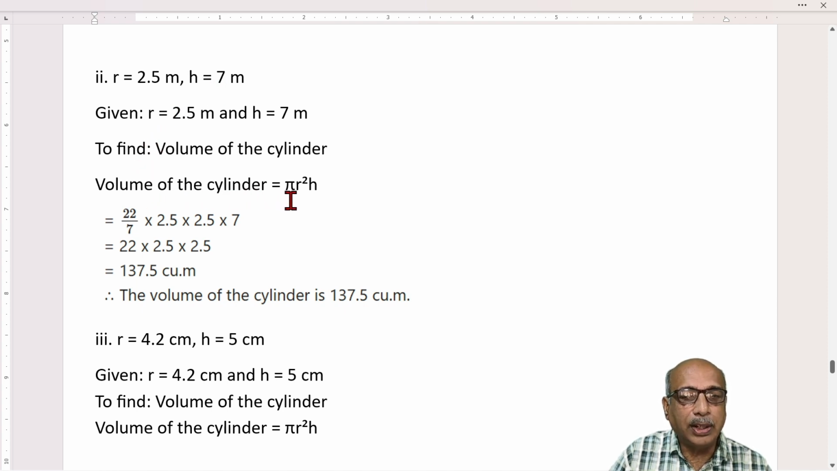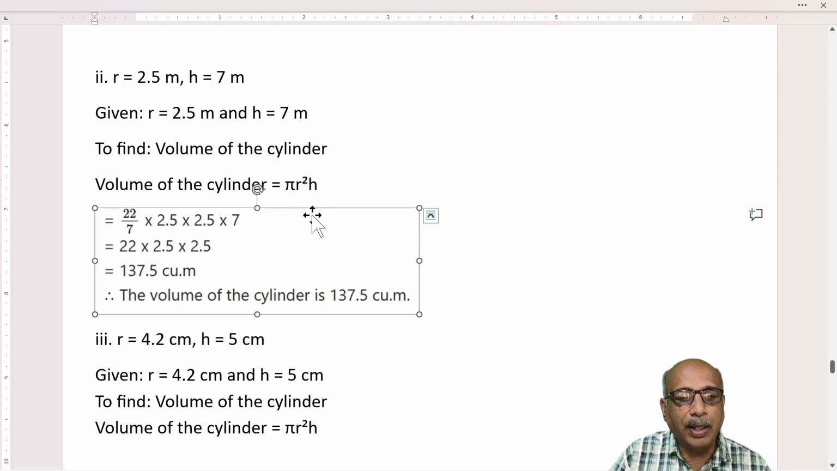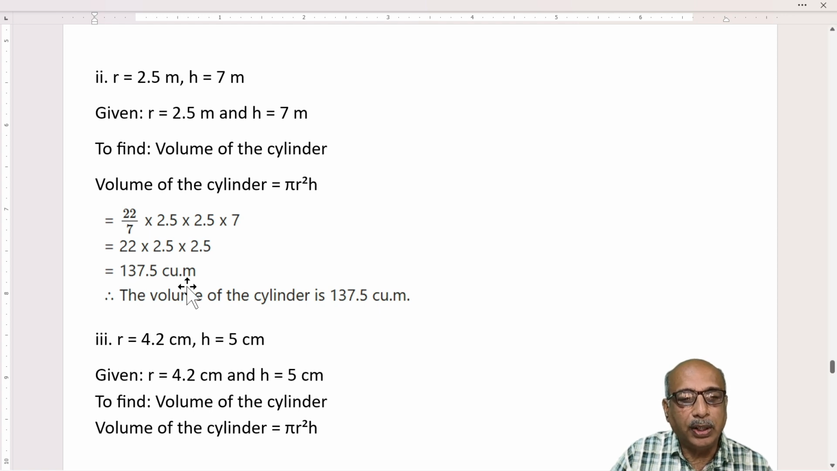If radius equals 2.5 meter, height equals 7 meter, we have to find out the volume of the cylinder. Formula is pi r square h. Substitute the value and calculate. You will get 137.5 cubic meter. Units are given in meters, so the unit will come in meter only.